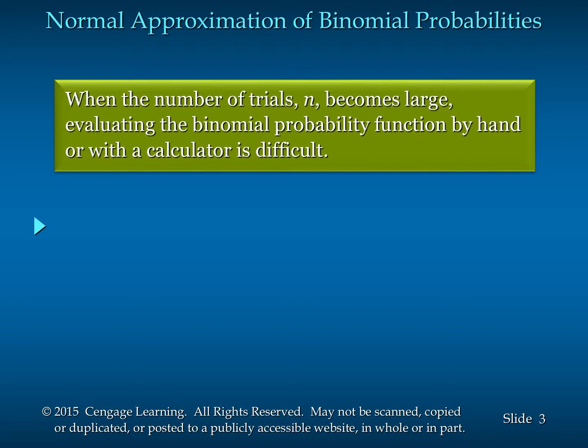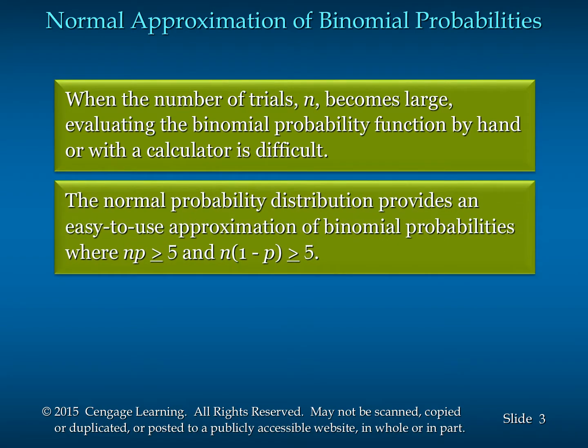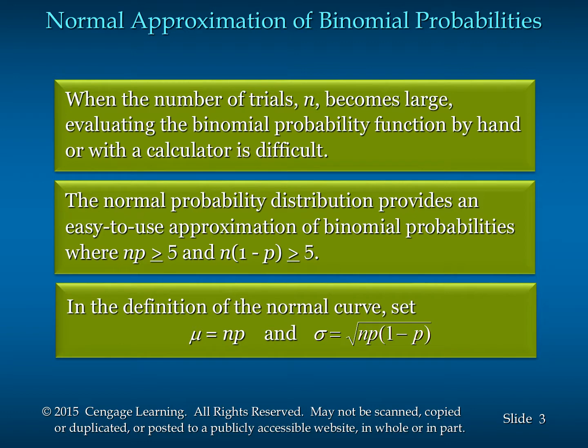When the number of trials n in a binomial distribution becomes large, we can approximate the binomial with a normal distribution. There are simple rules to determine if n is large enough. We also remember that to calculate probability for a normal distribution, we need the mean and the standard deviation. Therefore, for a binomial, we calculate the mean as n times p, and the standard deviation is the square root of n times p times 1 minus p.